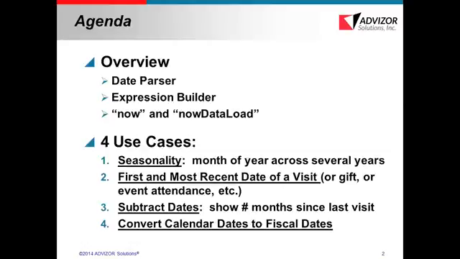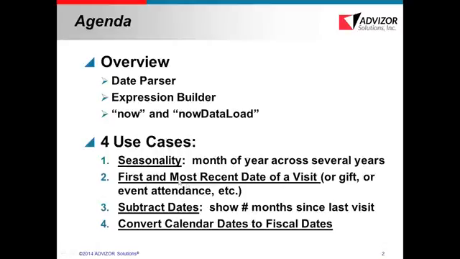So I'm going to do a quick overview on these points, and then Margot is going to go into several examples. First, seasonality, where you want to look at maybe gifts or activities or contacts by month of the year across several years, January through December. That's something you want to do a lot with dates, and the date field often doesn't have that when it comes in from the database.